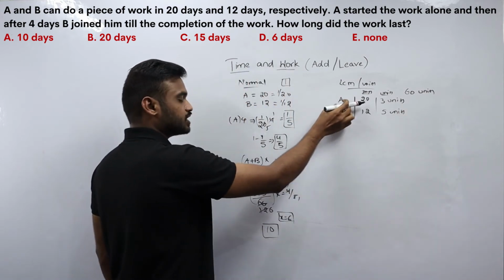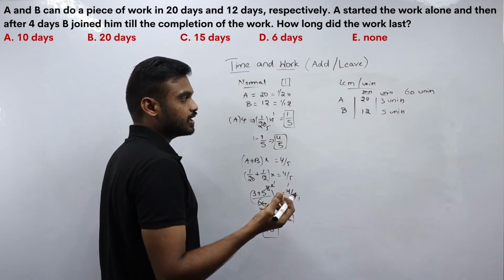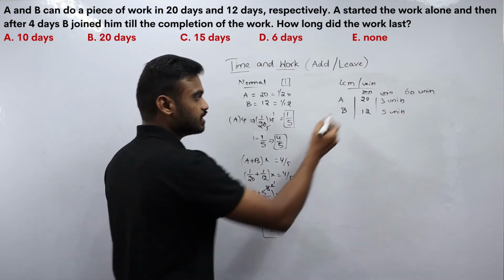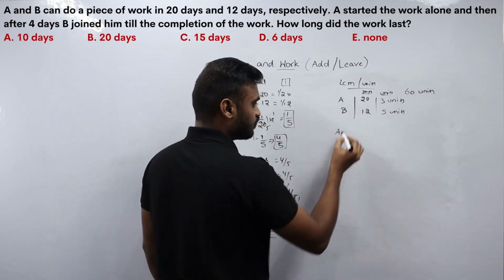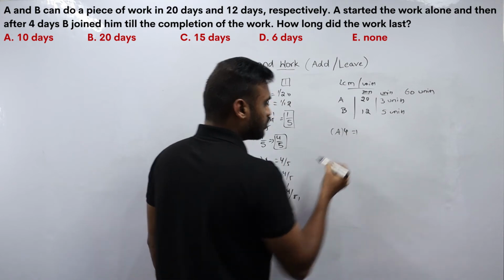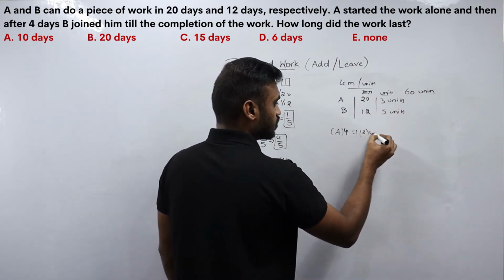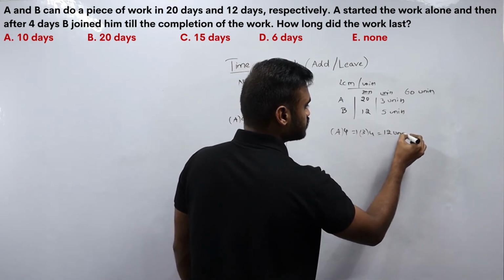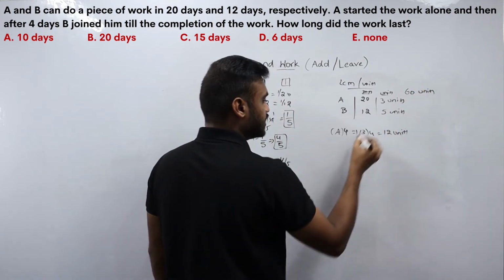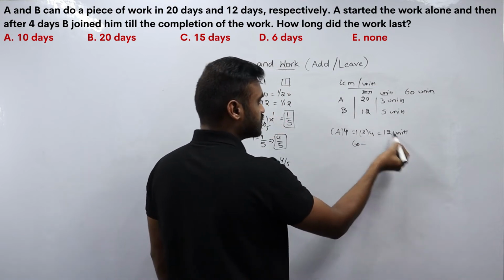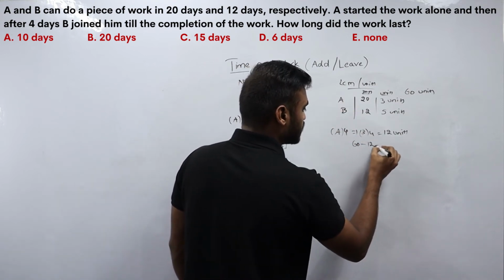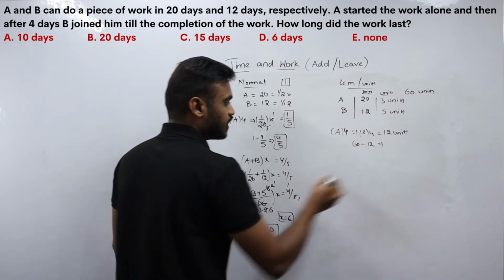Now A started to work alone and worked for 4 days. After working for 4 days, A has completed 3 units into 4, that is 12 units of work. Out of these 60 units, 12 units of work is already completed by A. Now I will get 60 minus 12, that is 48 units.